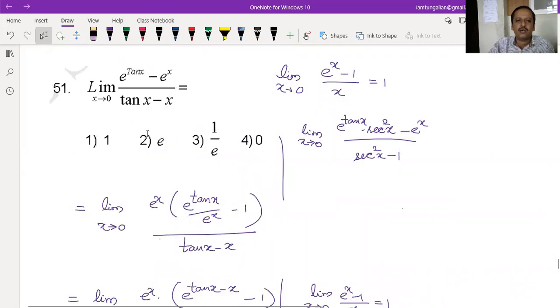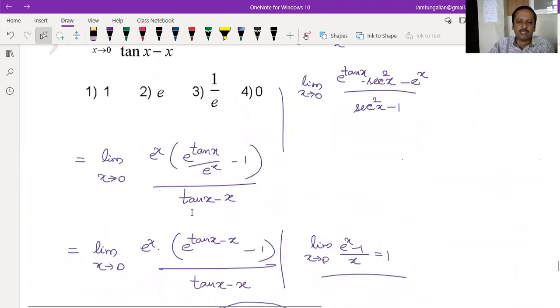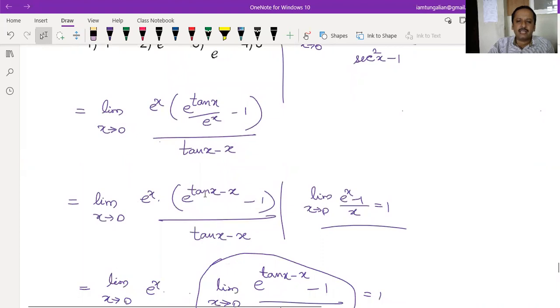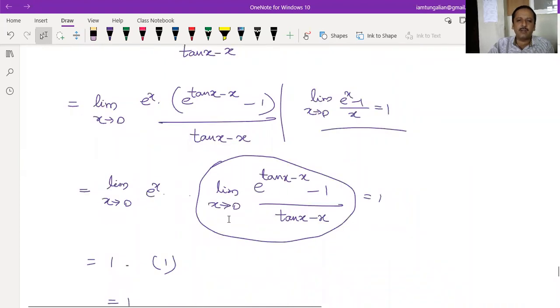So here I have taken e power x as common. Then e power tan x by e power x minus 1, denominator as it is. So e power tan x by x can be written as e power tan x minus 1. Now I'm splitting this into two terms. You imagine this as f of x into g of x. Limit x tends to a of f of x into g of x can be written as limit x tends to a of f of x into limit x tends to a of g of x.